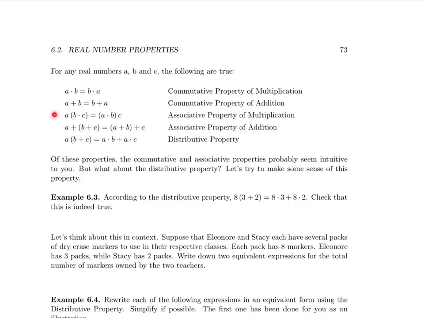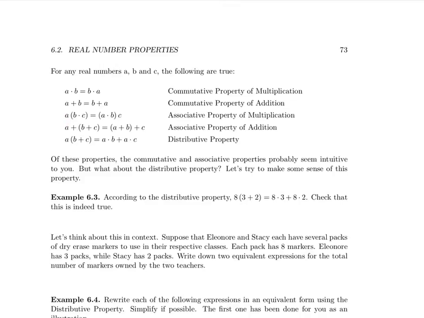Let's look at the third property. This concerns 3 numbers that are multiplied. Now, when you multiply 3 numbers together, generally you multiply 2 of them together first, and then take your answer and multiply by the third. In this case, the numbers b and c were multiplied together first, and then the answer was multiplied by a.